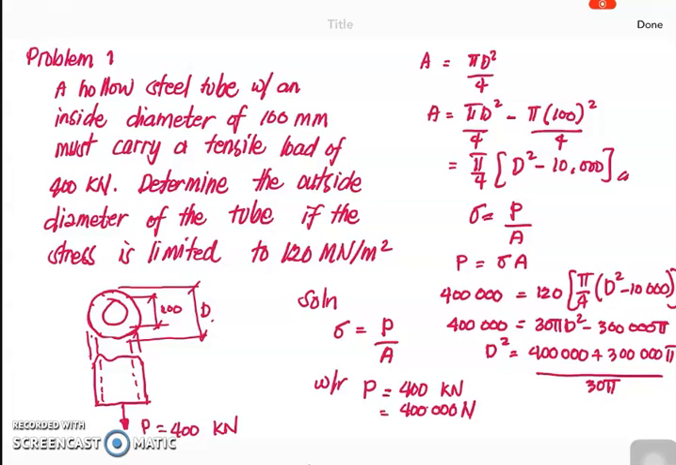Of course, this is only transposition. If we transpose this expression, the 30 pi d squared transposed to the left becomes negative. This 400,000 transposed to the right becomes negative. And of course, this is negative 300,000 pi, so multiplying both sides by negative, we came up with this expression. If we get the square root of this and simplify, our d is equal now to 119.35 mm. So this is now the unknown outside diameter for our given problem.